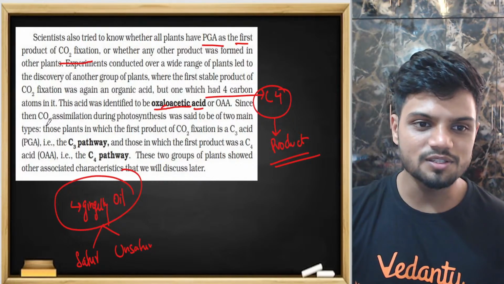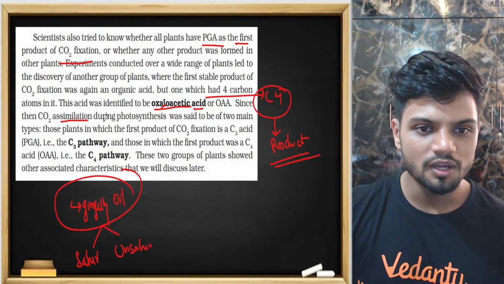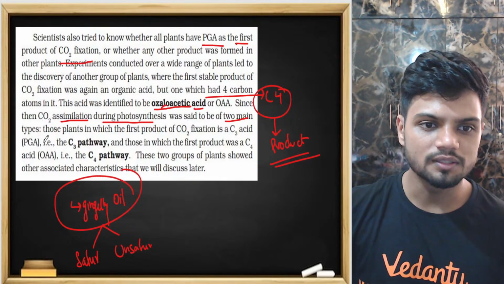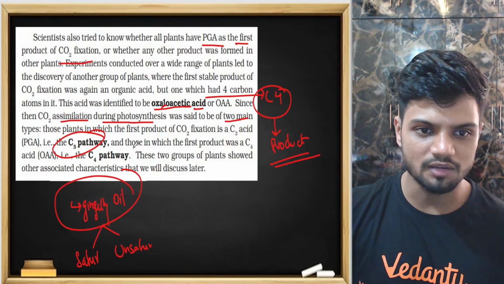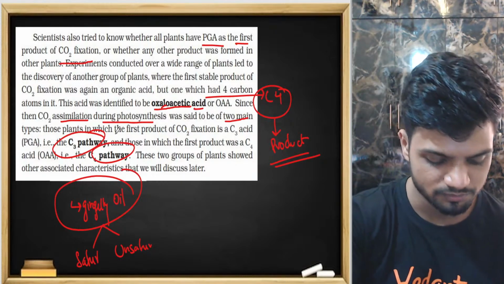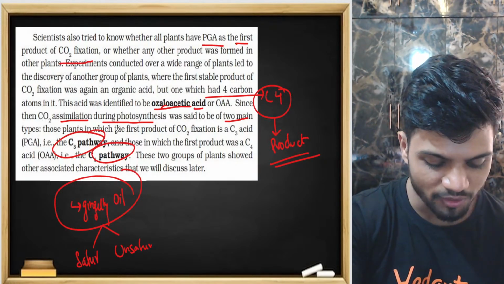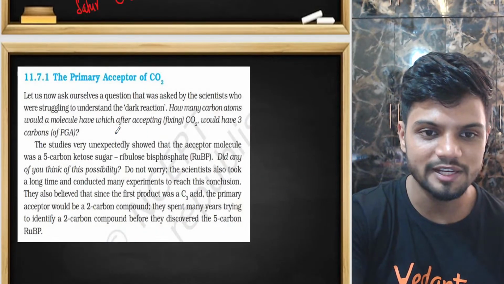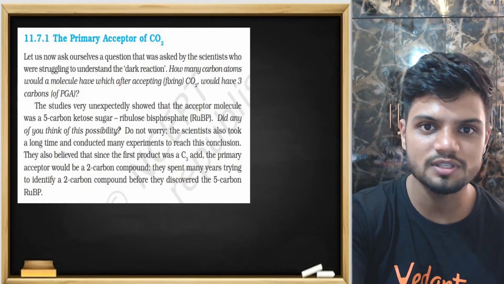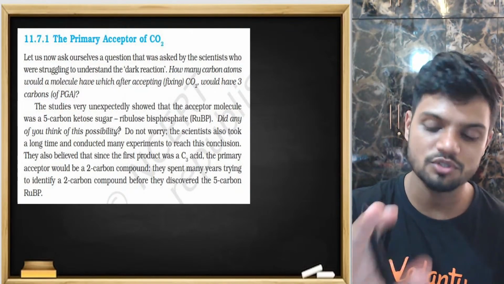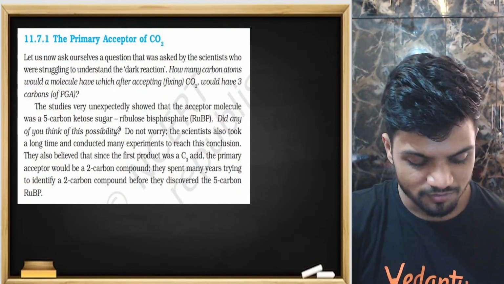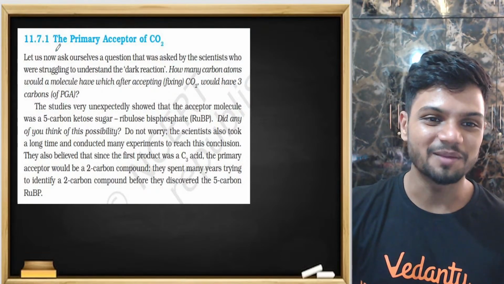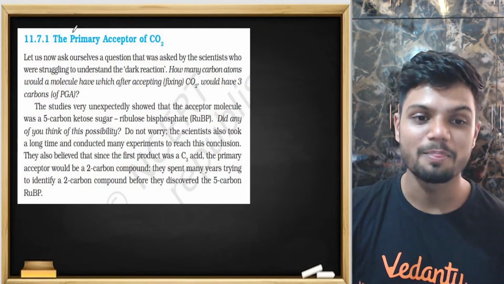Now, CO2 assimilation during photosynthesis was said to be of two main types. One is called C3 and one is called C4. Very simple. What is gangrene oil? No, that is not gangrene, it's gingelly oil. You will study that in the biomolecules chapter in class 11th, not class 12, that is chemistry. Clear? Who keeps the name gingelly oil? It is so funny.